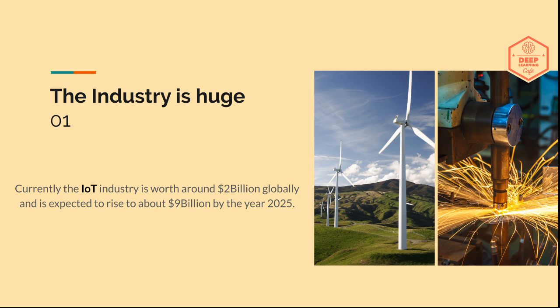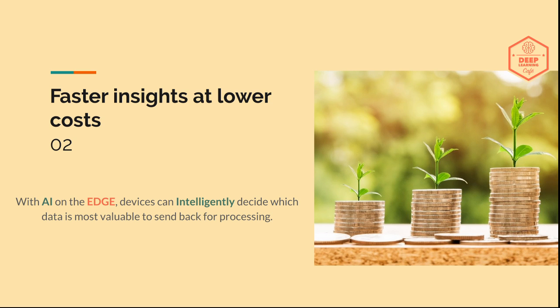Basically, where there's a microprocessor, there's an opportunity to potentially apply intelligence there. So we're talking about the energy industry, manufacturing industry, transportation. I mean, think about it, it's probably possible to incorporate AI on the edge in some way. The second one is that we're going to get much faster insights at lower costs.